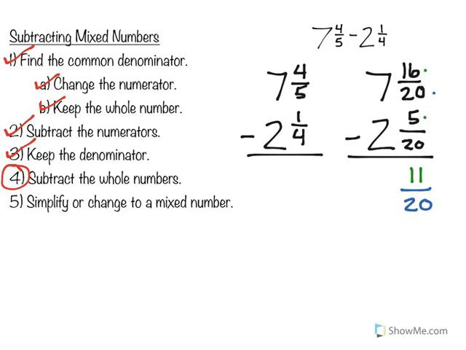Next, you subtract the whole numbers. 7 minus 2 gives me 5. Looking at this fraction, my fraction is not improper, so I don't have to change to a mixed number. And 11/20 is actually simplified, so I do not have to complete step number 5. My final answer is 5 and 11/20.